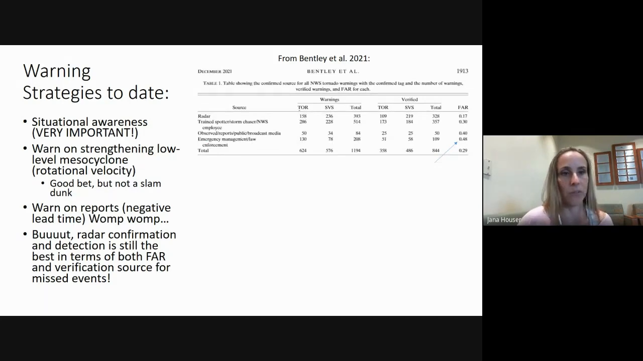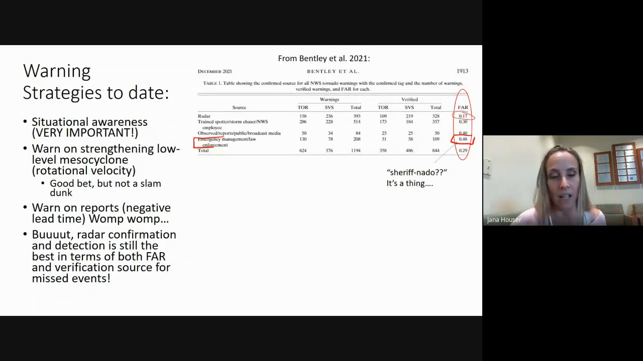Stepping back, this is a really cool survey or study. I'm just going to allude to it quickly, but if you have the opportunity to read this, this is Bentley et al. 2021, which looked at tornado warnings and verifications of tornado warnings and basically determined that radar-based warnings still have the best probabilities, or the lowest false alarm rates. So radars actually are better than trained spotters, better than observations and reports. And then notice here our worst false alarm rate is associated with emergency management and law enforcement. So sheriff NATOs are a thing, unfortunately.